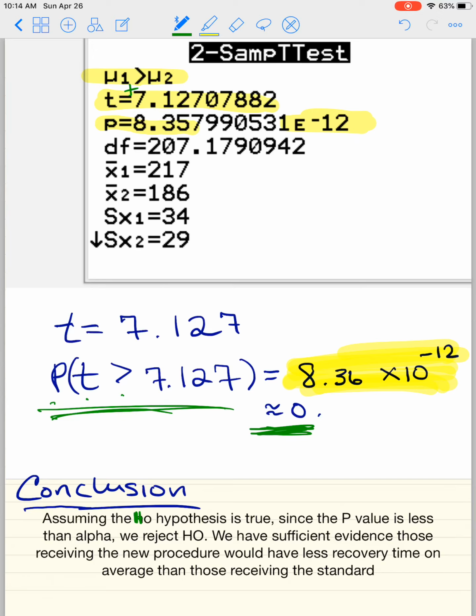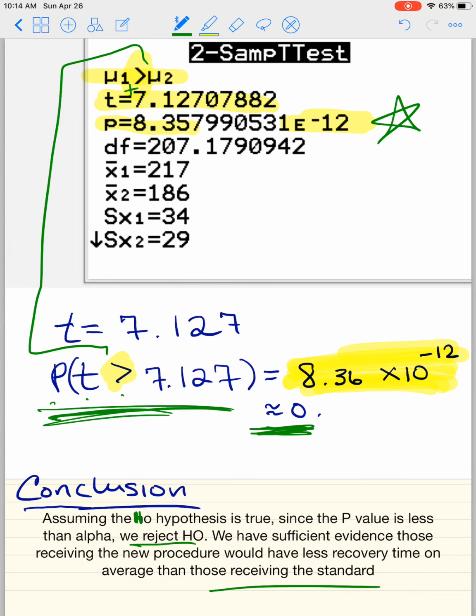So the first thing is to reject or fail to reject. We reject H0. We have sufficient evidence that those who receive the new procedure would have less recovery time than those who receive the standard. And that's how we do this. So take your time. This is a very unusual T, but it's correct. Make sure you know the notation. If this is greater than, then this should be greater than. They should match. These signs should match.